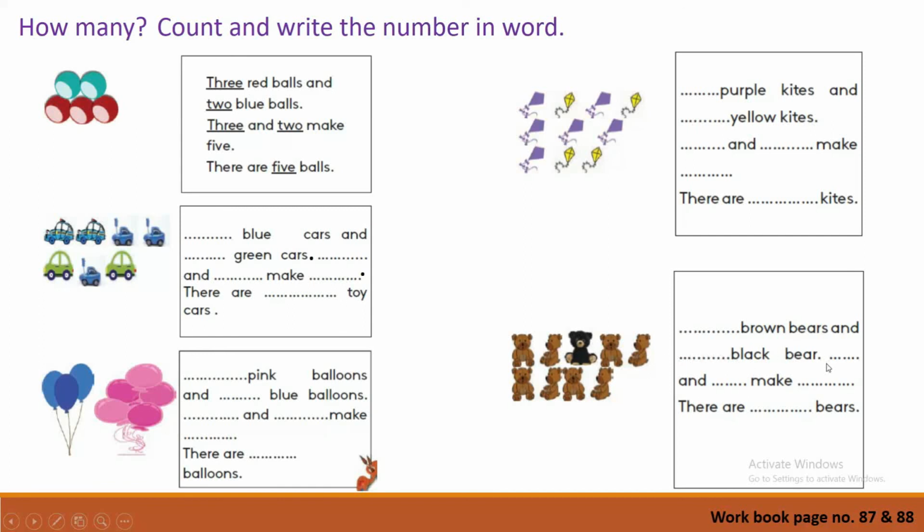1 black bear. Yes, now what are the numbers here? 8 and 1. Yes, 8 and 1 make which number? Yes, make 9. 9. Now we have to count all the teddy bears. 1, 2, 3, 4, 5, 6, 7, 8, 9. Yes, altogether there are 9 bears. Now you can complete this sentence. There are 9 bears.